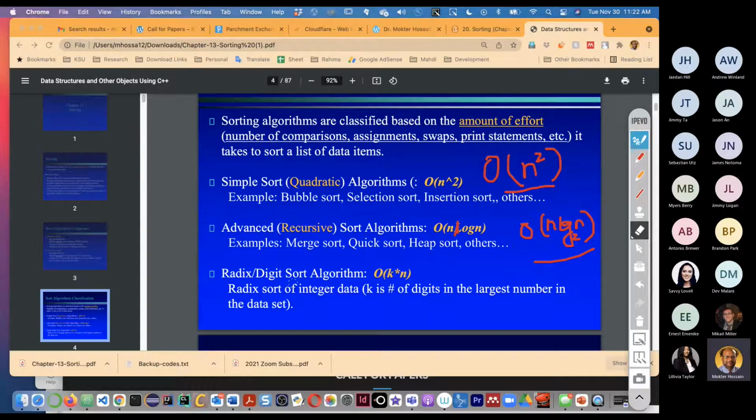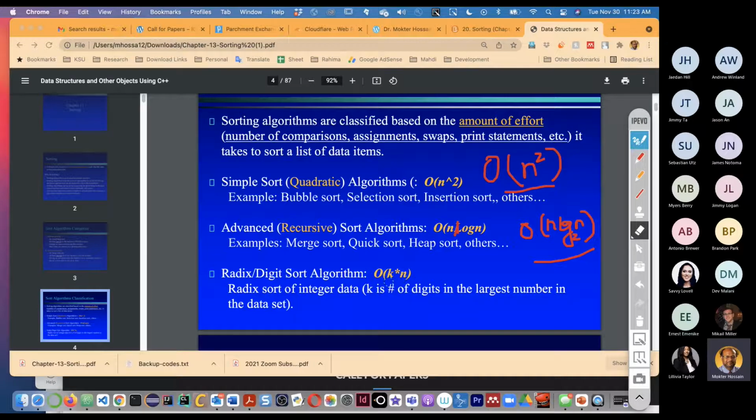We will not cover it in this lecture or in this course, but there are some other sorting algorithms that are linear time sorting algorithms. One of them is called Radix sort, or digit sort. It sorts digit by digit, if you are given a set of only integer data. So we can sort digit by digit. This process, called the Radix sort algorithm, takes big O k times n.